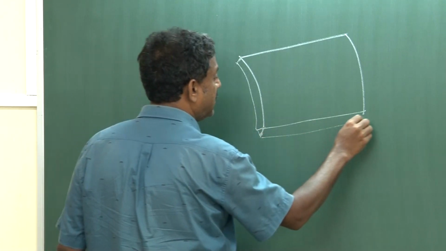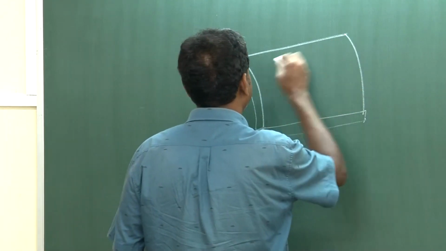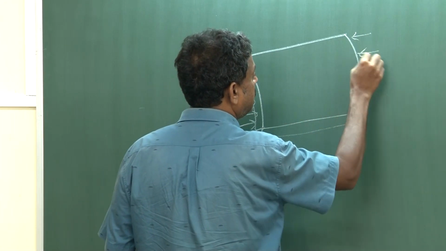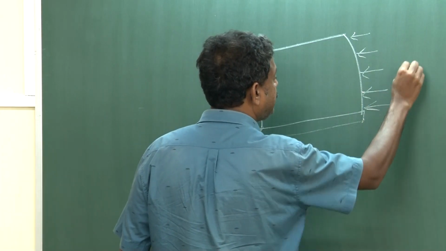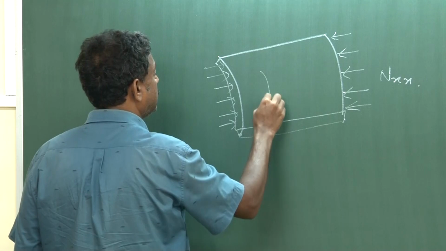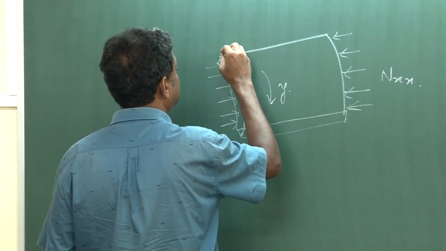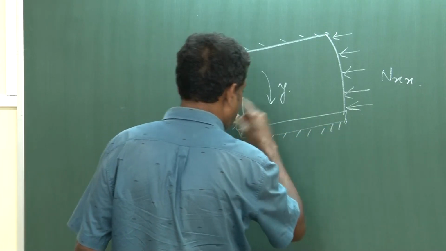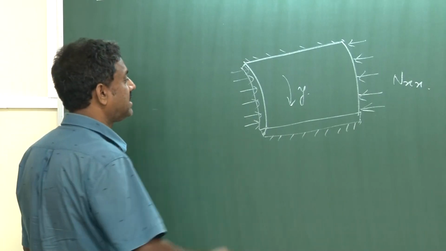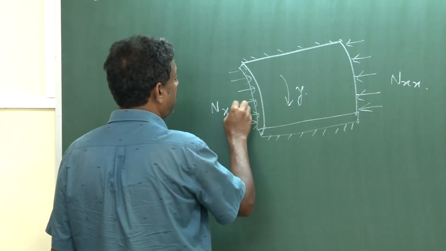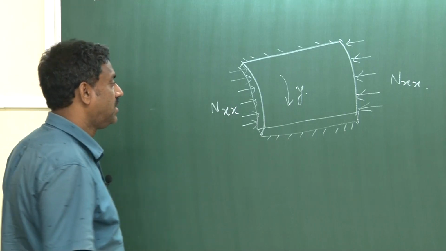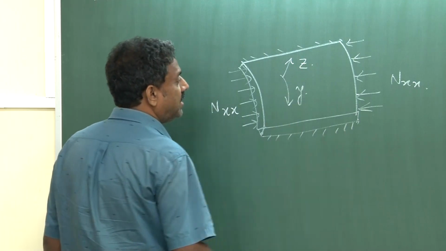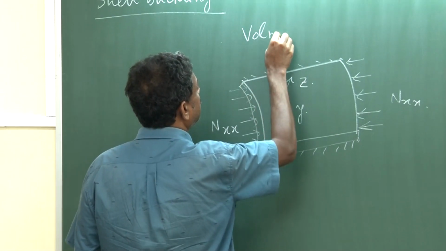This panel we are assuming is subjected to axial force Nxx. This is x, and along this y direction all the edges are simply supported, except it is allowed to deform axially because of the axial compression, and z is perpendicular to that. So, the solution we are going to present is the Volmir solution, right?